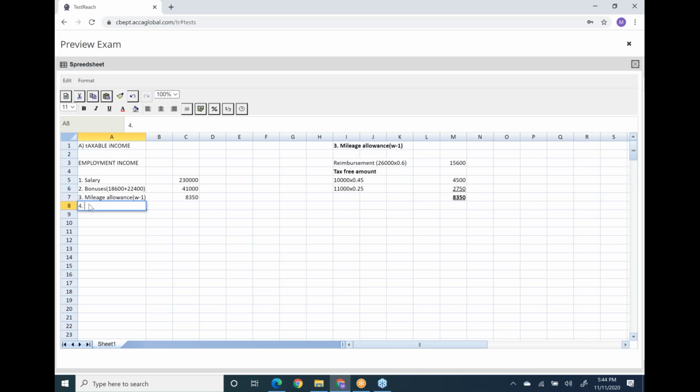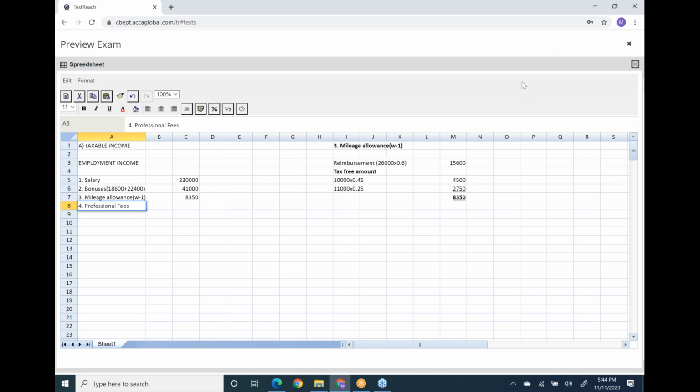Now, the fourth one was deduction. I think it was professional fees. One more point which I just want to highlight. Go to the question. One more point I want to highlight, that is employer contribution.